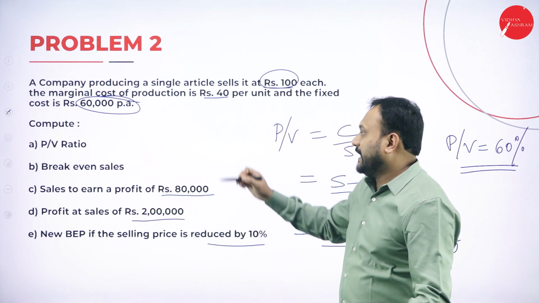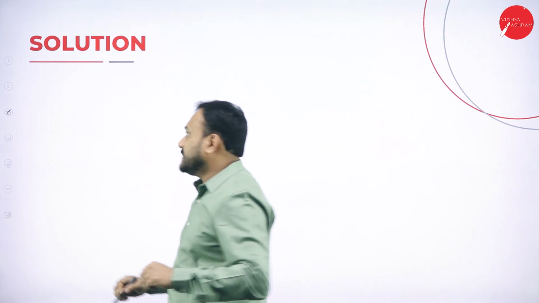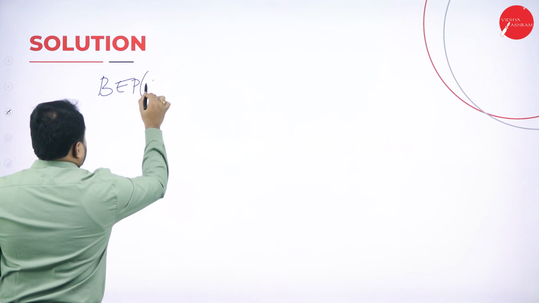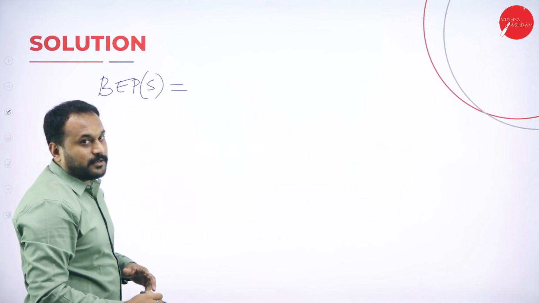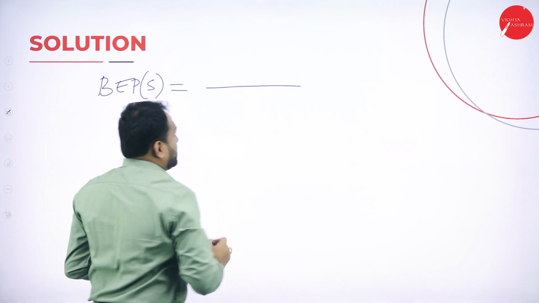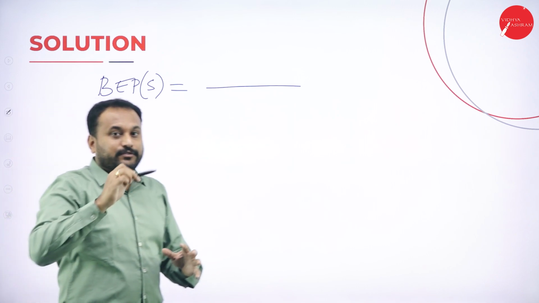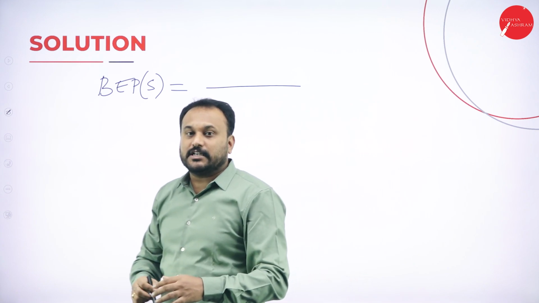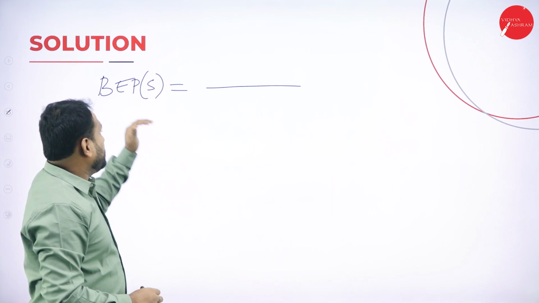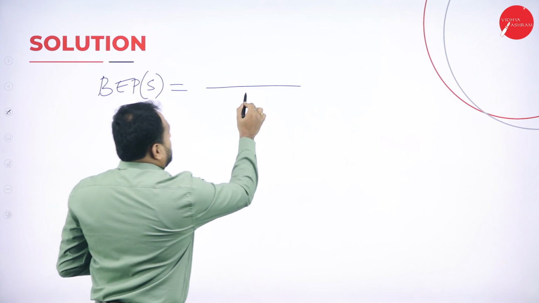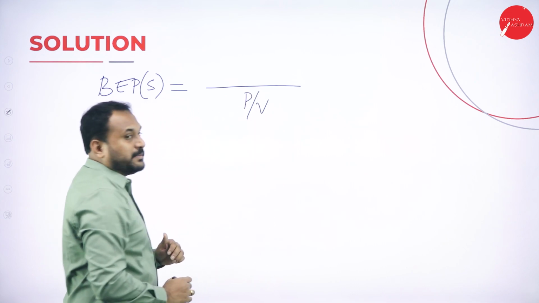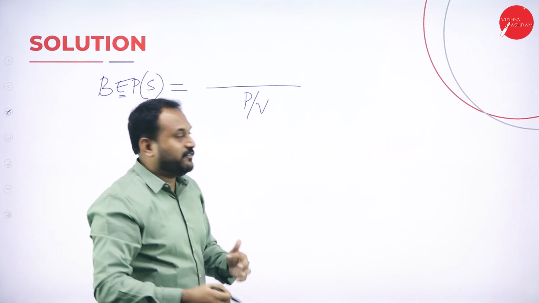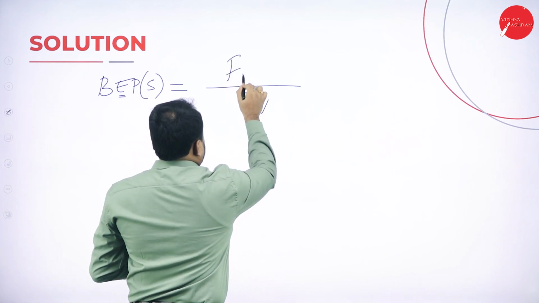So the next one is break-even sales. Let's go with break-even sales. Now, BEP in sales is equal to, what is the formula? I told you the formula is very, very important. If you don't know the formulas, please watch the first session of marginal cost. You will get all the formulas. Now, BEP we have, that is PV is always in the denominator. We have, what is the middle alphabet? E. After E, what will come? F. F means fixed cost.